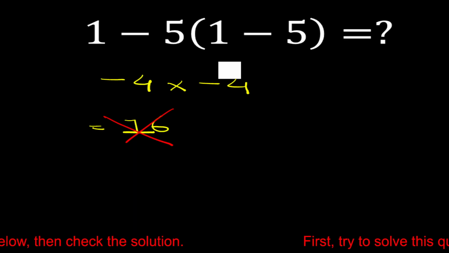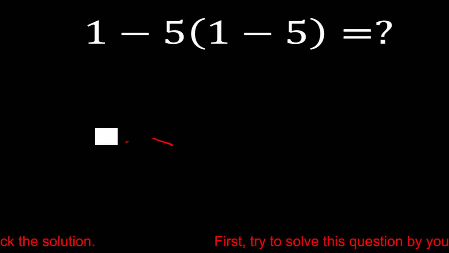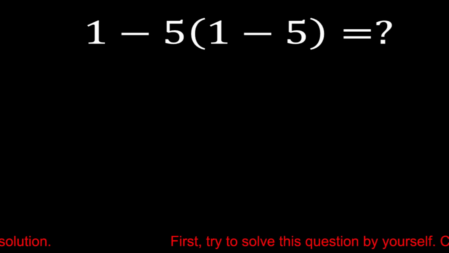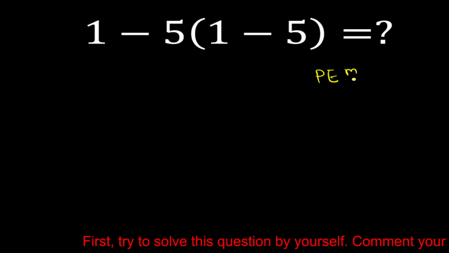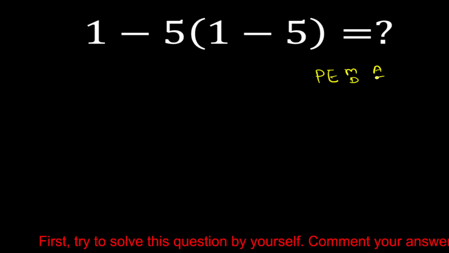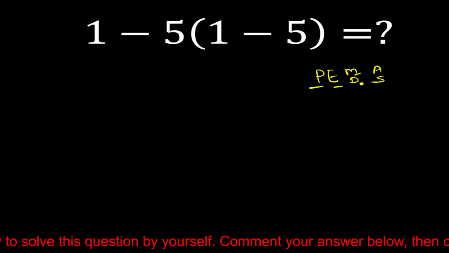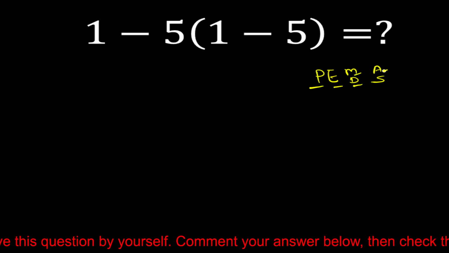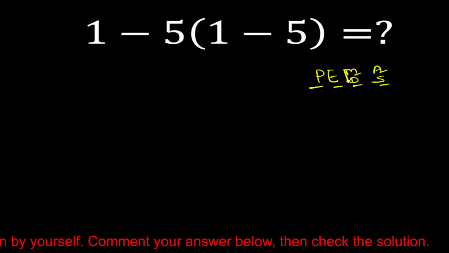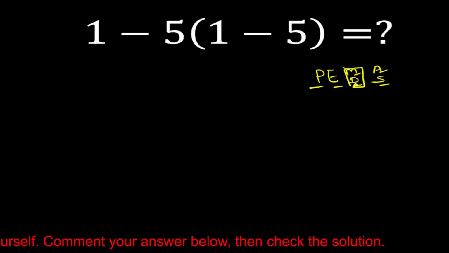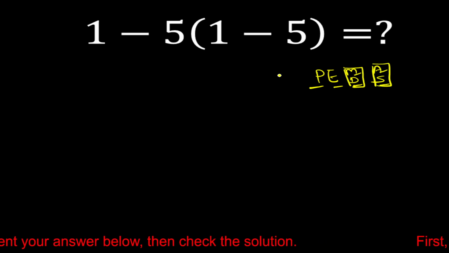Now let's solve this problem correctly by using the PEMDAS rule. Okay. PEMDAS. P means parenthesis, E means exponent, M means multiplication, D means division, A means addition, and S means subtraction. Here multiplication and division both have equal priority, then addition and subtraction also have equal priority. Okay.